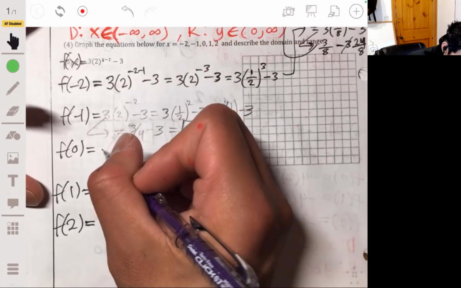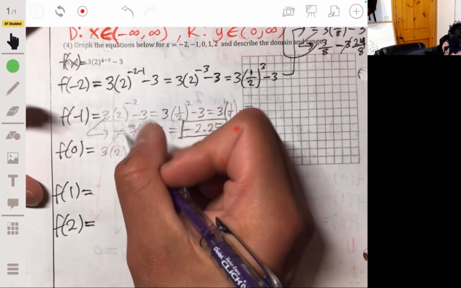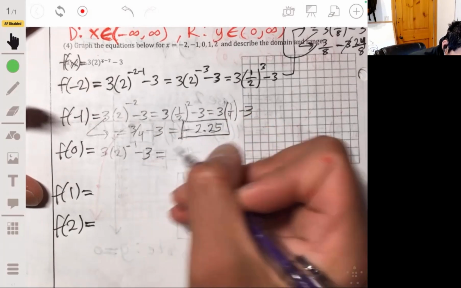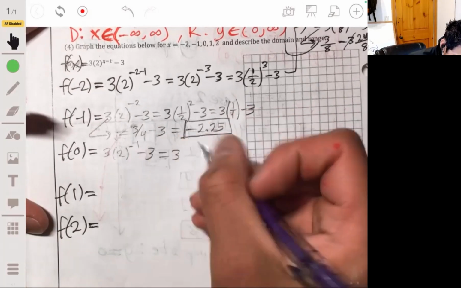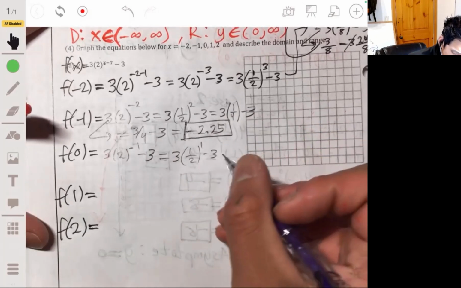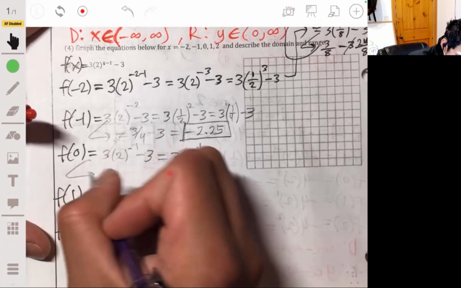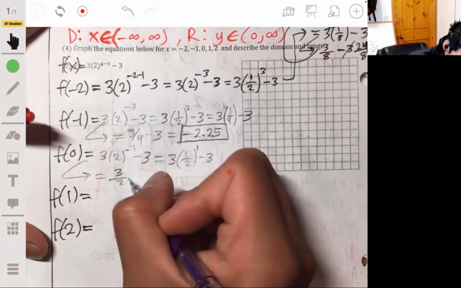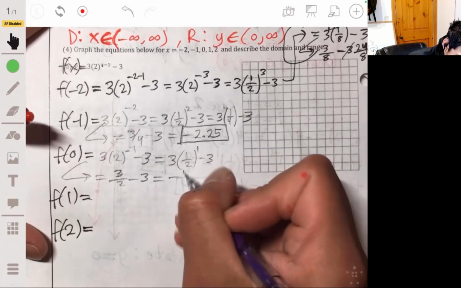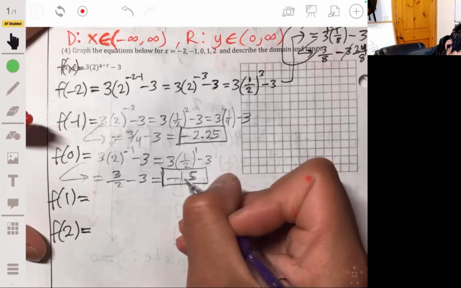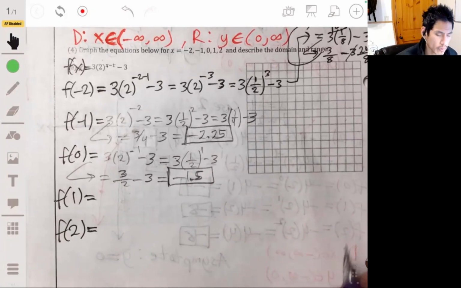F of 0 will be 3 times 2 to the 0 minus 1, or 3 times 2 to the -1. Then we minus 3, and this will be 3 times 1/2 to the 1, minus 3, which will then be 3 times 1/2, or 3/2, minus 3, which would then be -1.5. Cool.